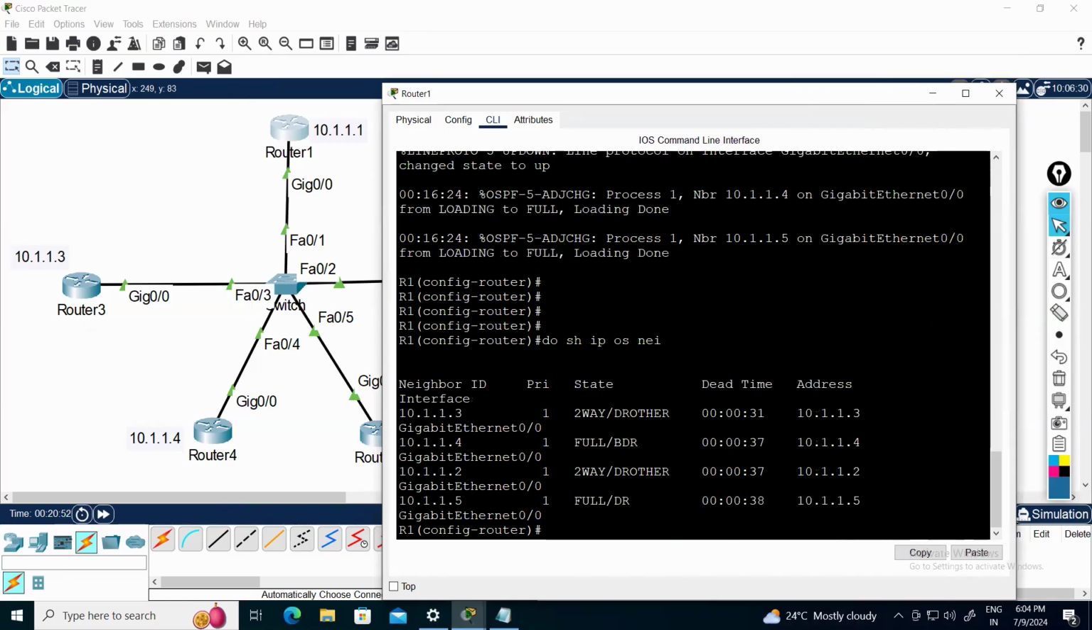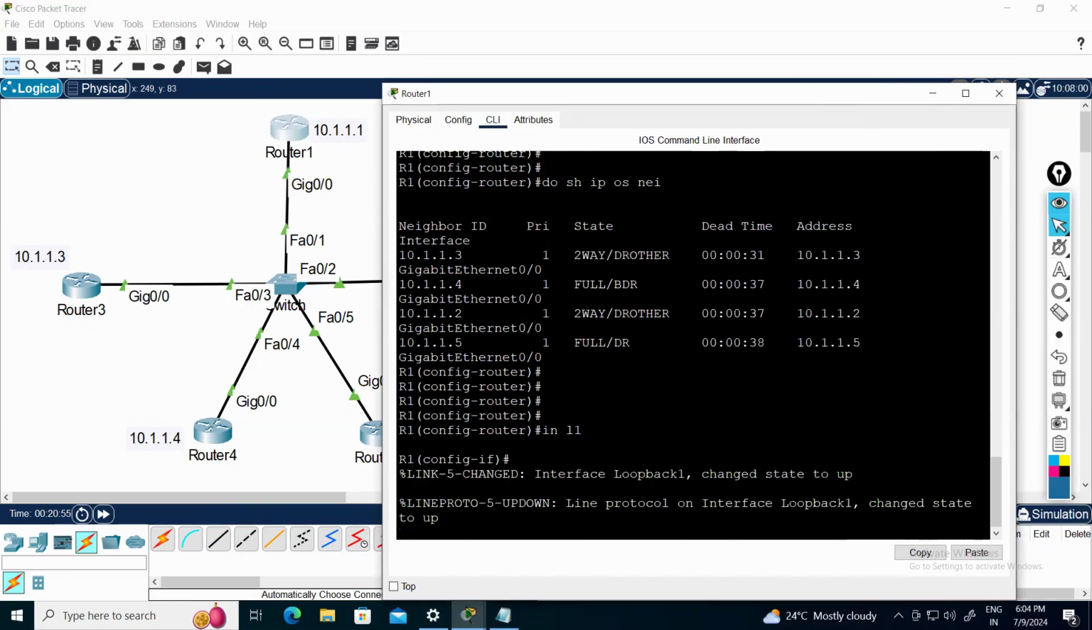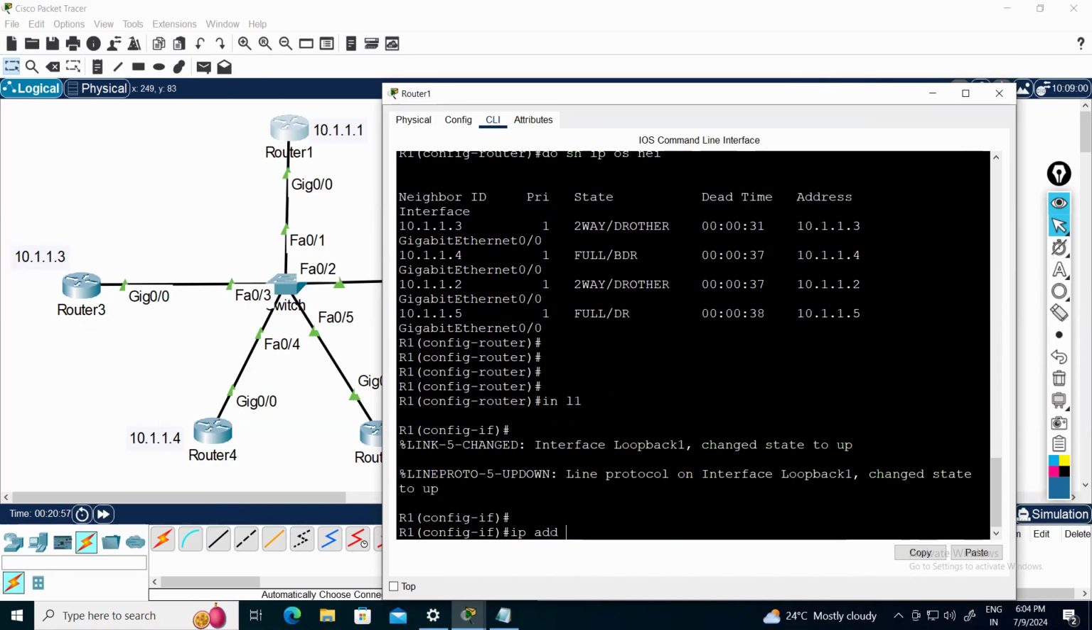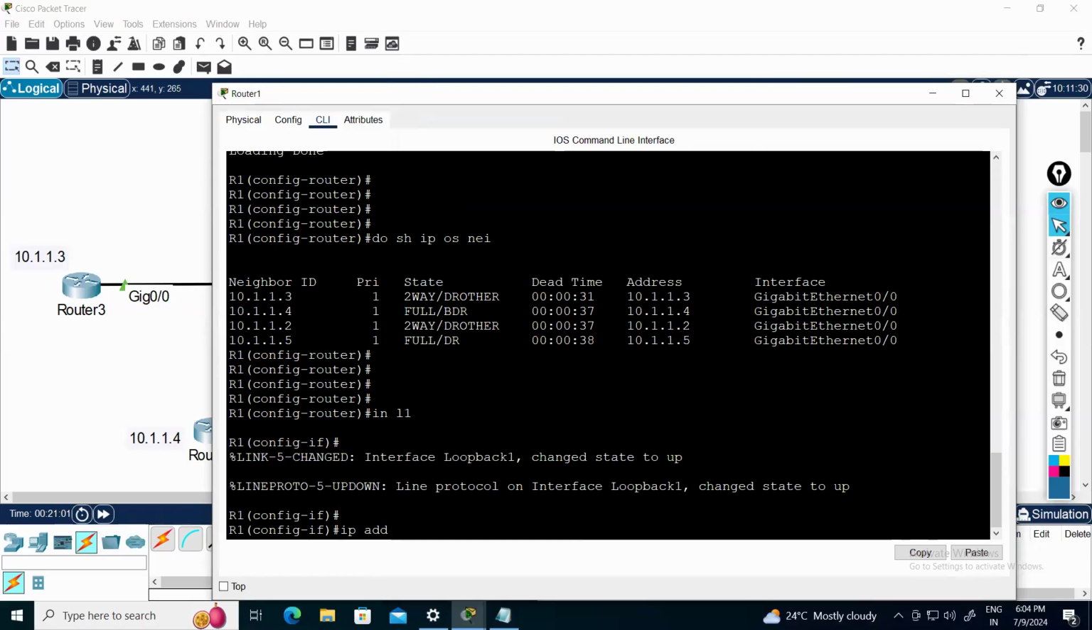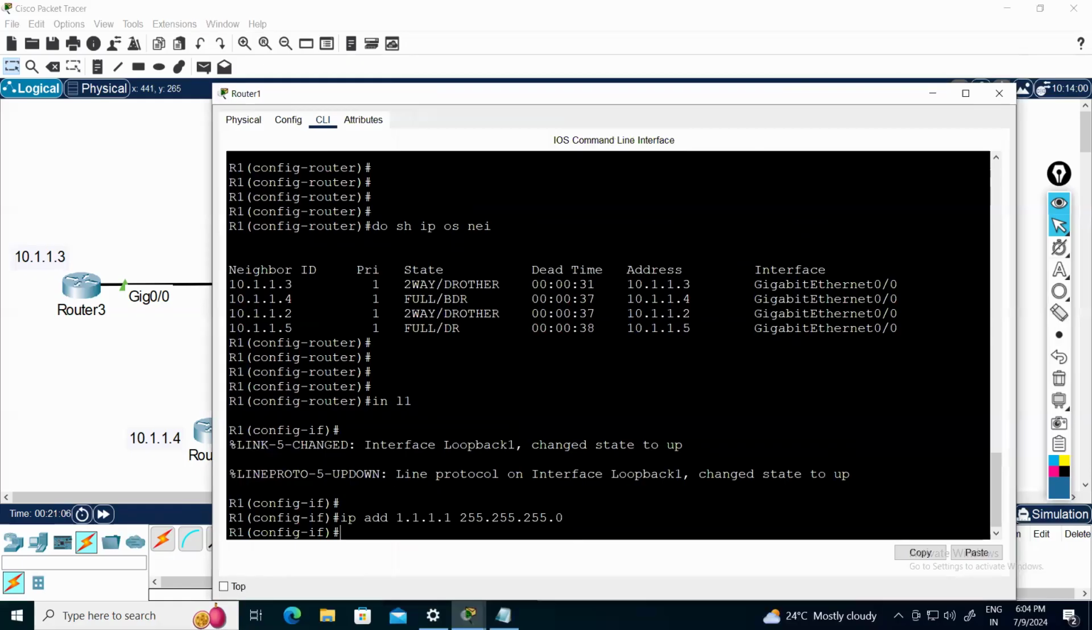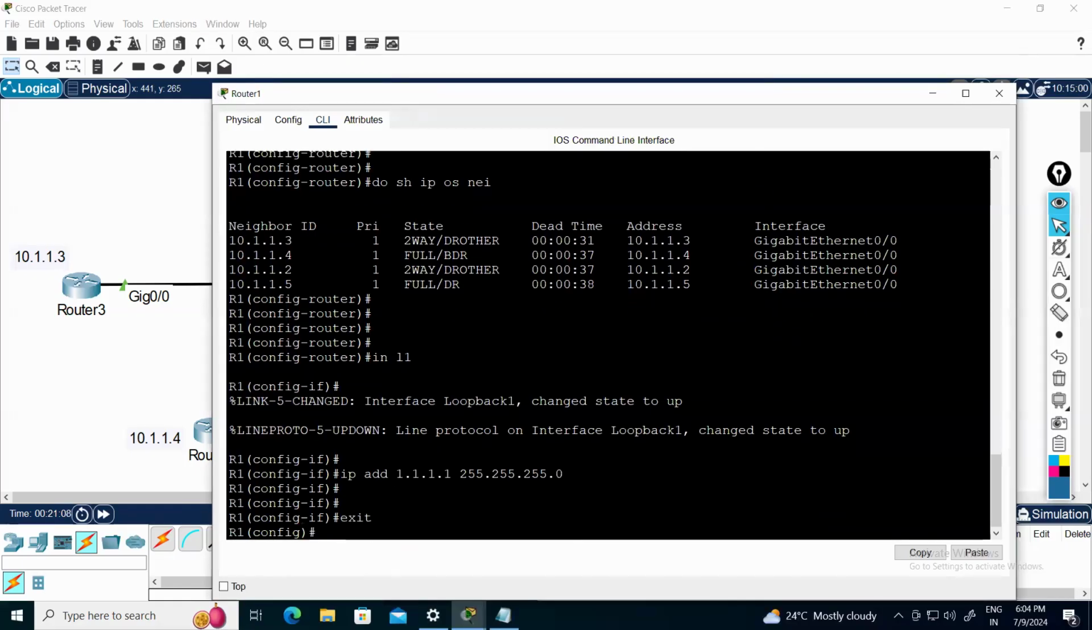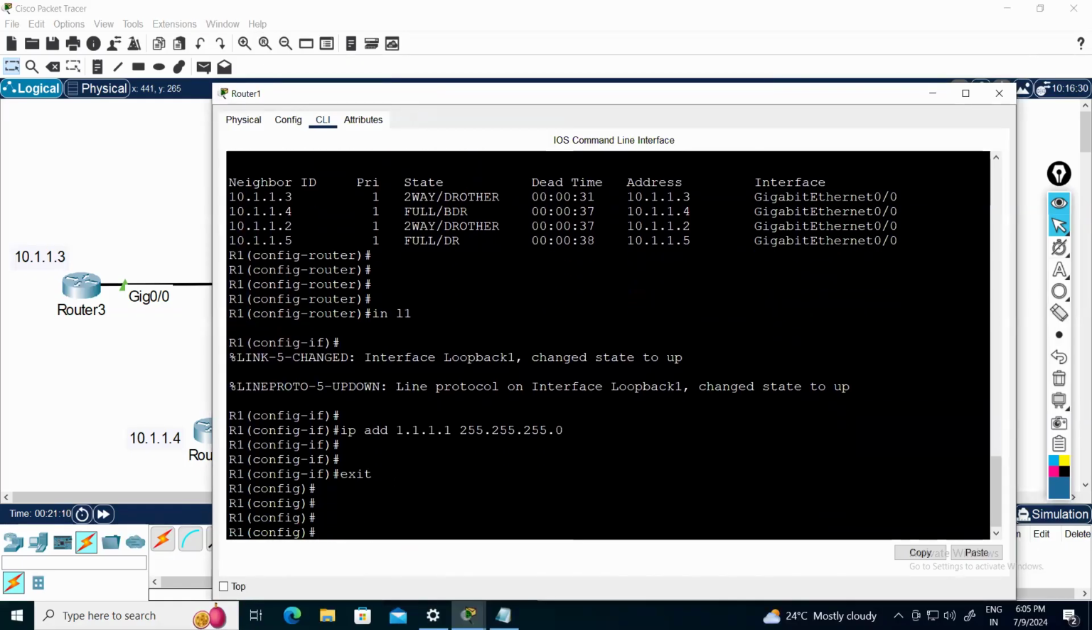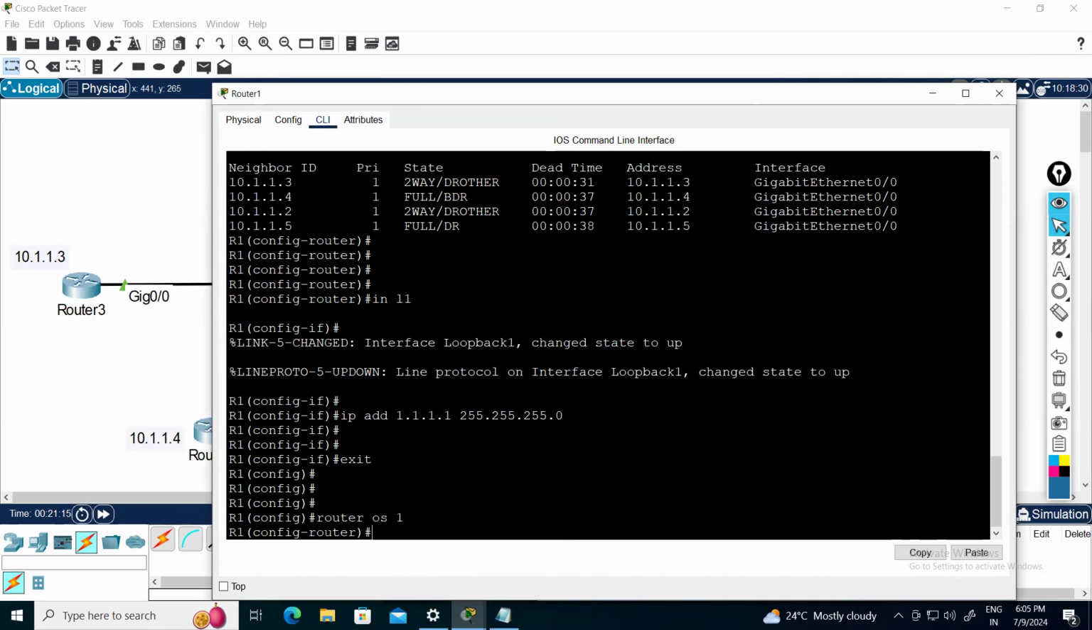So I'll add a loopback here. Interface loopback 1, IP address 1.1.1.1, 255.255.255.0. Loopback added. Now I will advertise it into the OSPF. Then only OSPF will inform everybody. So I'll say router OSPF 1 network 1.1.1.0 0.0.0.255 area 0. Before advertising it, I'll start the capture.